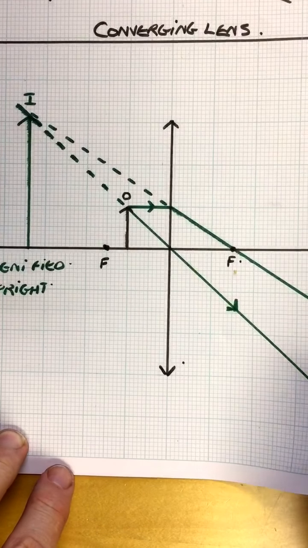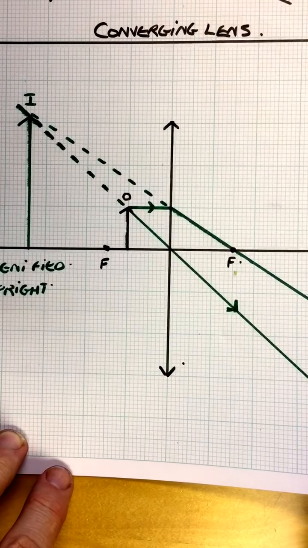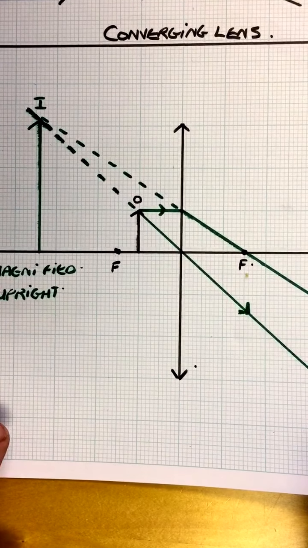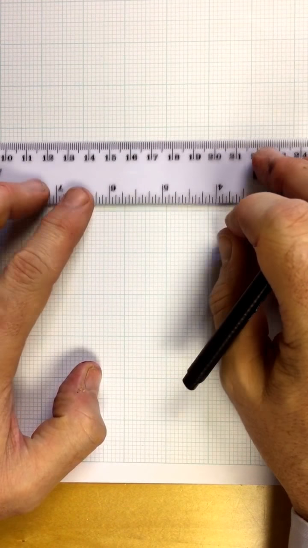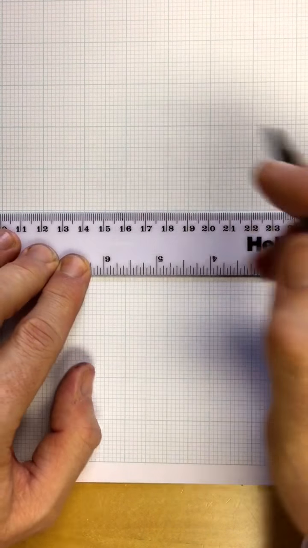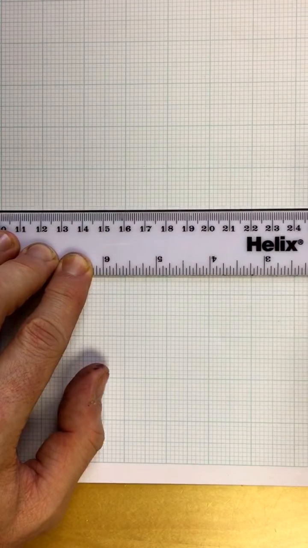Now the second one that you might need to draw will be where the object is sitting directly on the focal point. So let's take a look at that scenario. So look at our plane of focus.